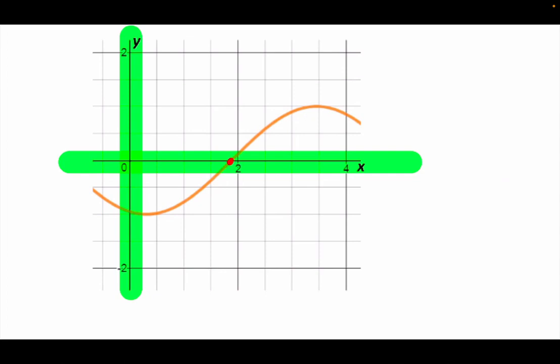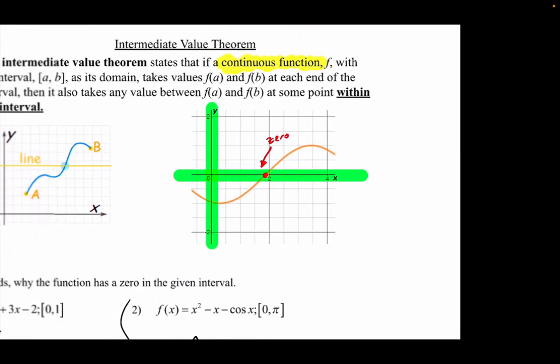The red dot is a zero, right? We call it a zero. It's got many names: solution, roots, x-intercepts, but all of those are the same thing, a zero. So when they talk about a zero, they're asking where did it cross the x-axis? That's what they mean. All right, so that's the idea.